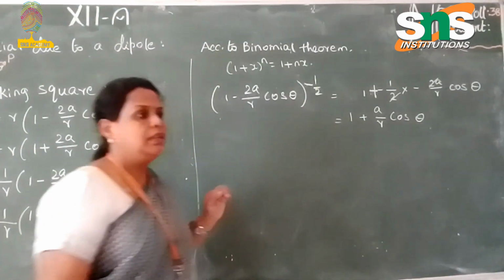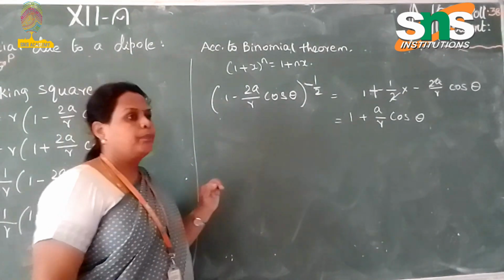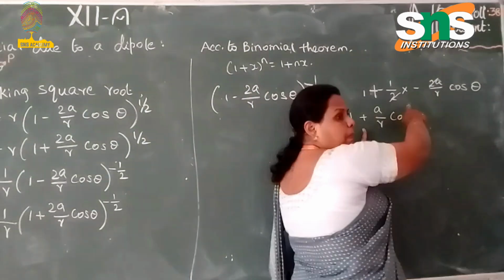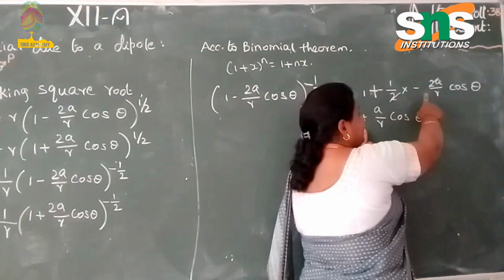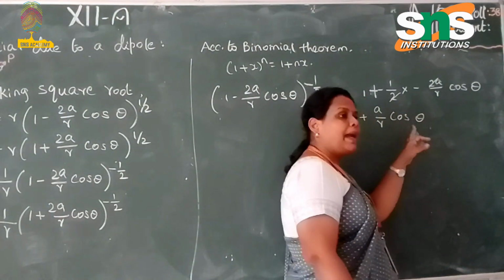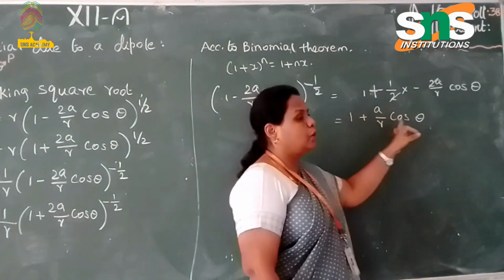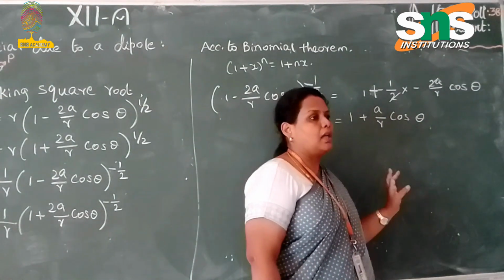Can you understand? Yes. 1 plus nx. So 1 plus n is minus 1 by 2 into x is minus 2a by r cos theta. Minus into minus, according to algebra, it will become plus. So 2 and 2 will get cancelled. So it's a by r cos theta.